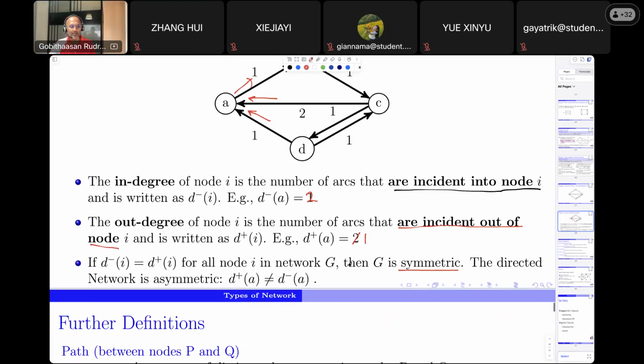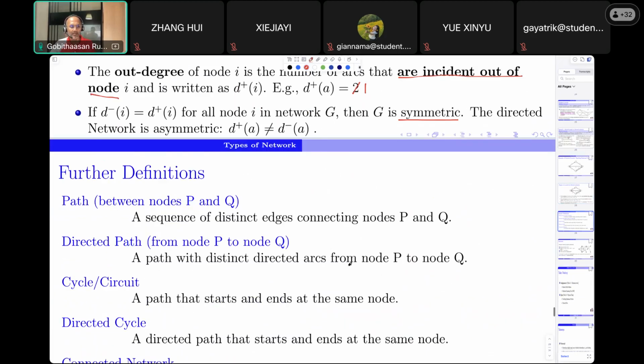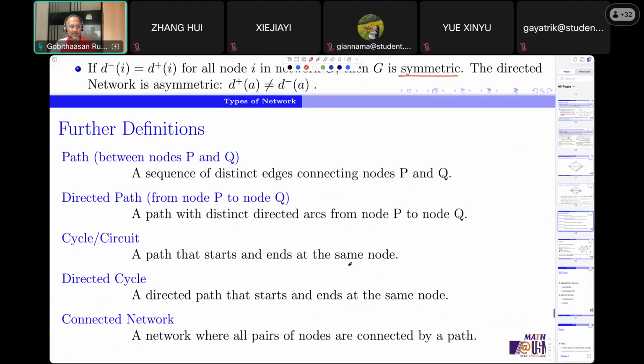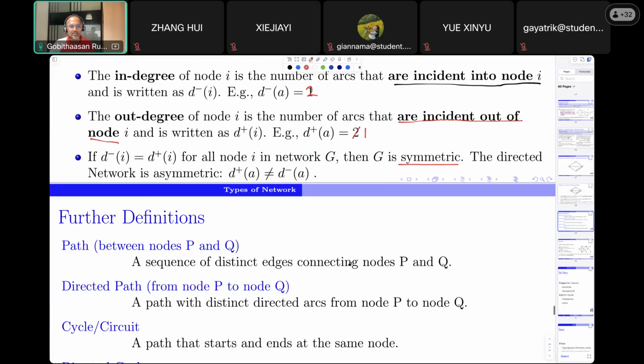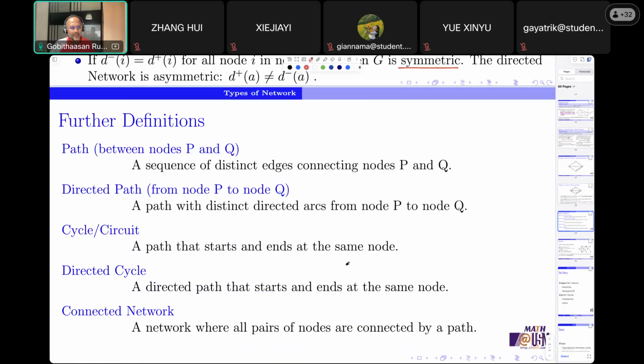Okay. There are a number of definitions that I would like you all to know before we end today's lesson. First is path. A path is a sequence of distinct edges connecting node P to Q.